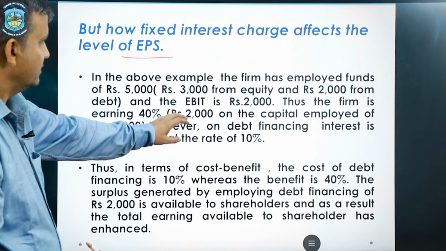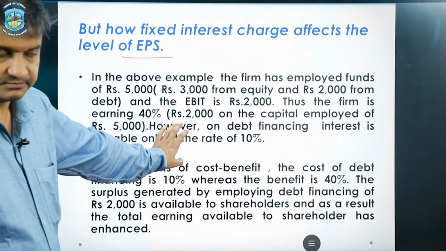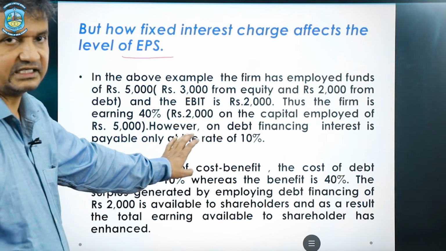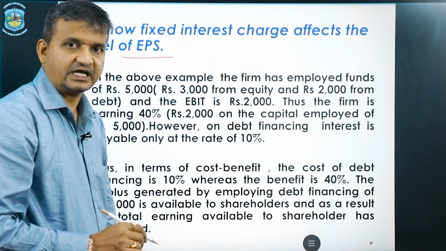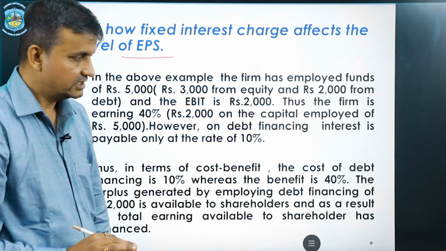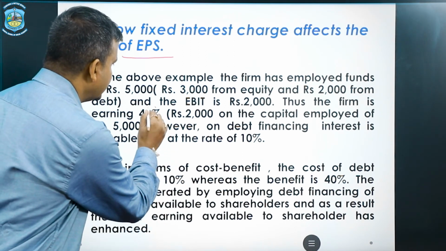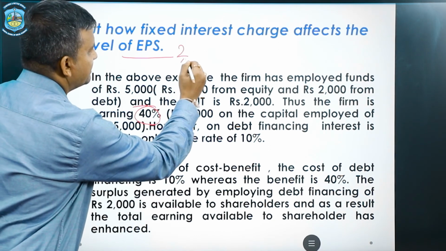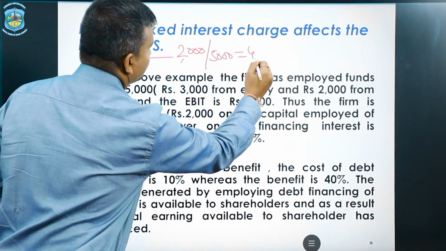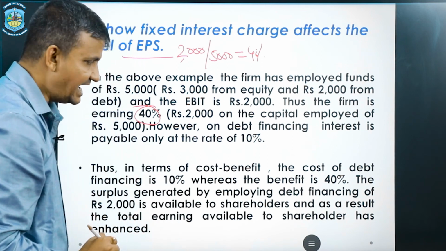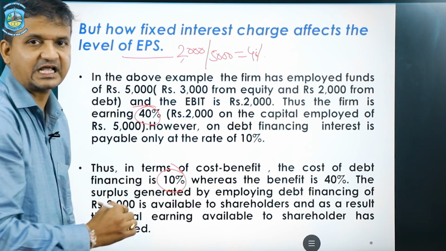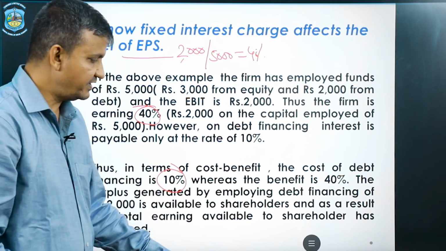Now let's see. We had total funds employed of rupees 5000, out of which equity was 3000 and 2000 was raised with the help of debentures, and the EBIT was 2000. So we can very well say that by employing rupees 5000, we were earning 2000. So what was the percentage we were earning? We were getting EBIT of 2000 on a total fund employed of 5000. This gives you 40%. And how much were we paying on debt financing? We were simply paying 10%. So what was happening? We were earning 40% and we are paying 10%.